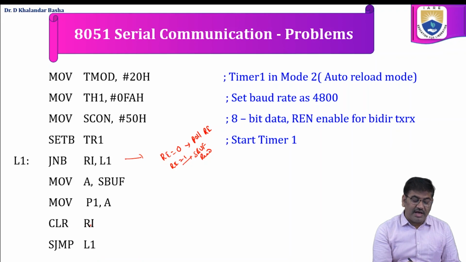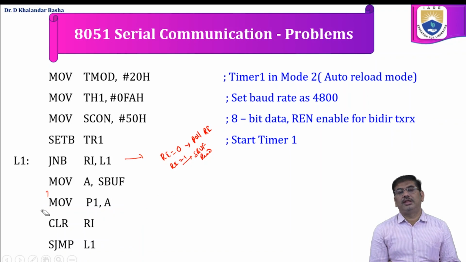This CLR RI, either we can write here, or once you have collected the data from SBUF to the accumulator, you can write it there. Anyway, both are valid, so these two are interchangeable. So this is the program for receiving data serially using 8051 serial communication.